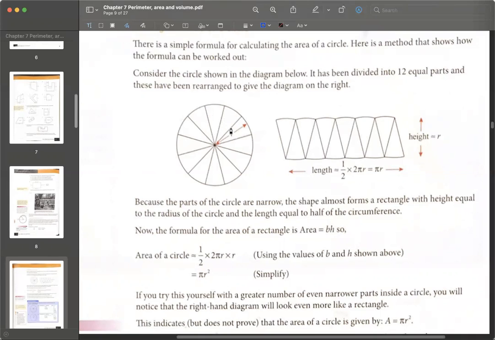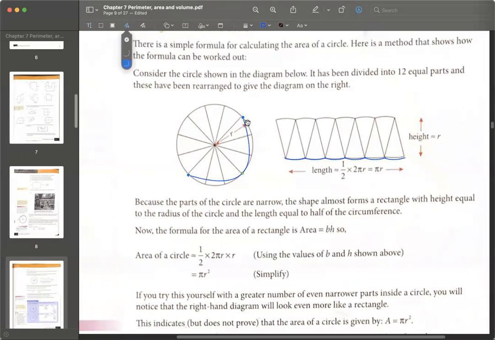So we count 1, 2, 3, 4, 5, 6, 7, 8, 9, 10, 11, 12. So there are 12 pizza pieces here. But you can see this one here: 1, 2, 3, 4, 5, 6. So now you have 6 of these sides, which is half of the circumference.